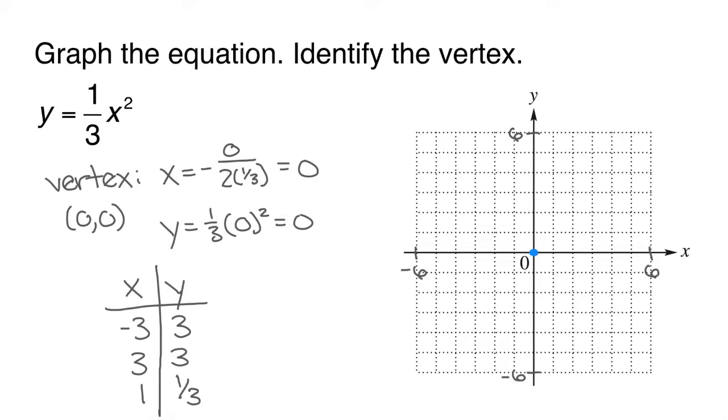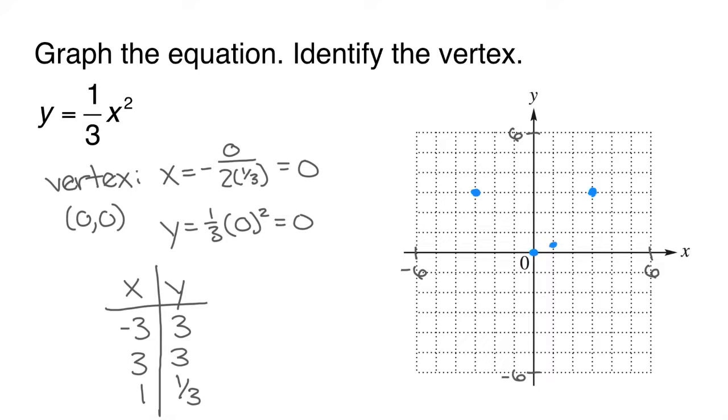We have the point (negative 3, 3). So from the origin, we move left 3 units and up 3 units. We have the point (3, 3), so from the origin, we move right 3 and up 3 units. And we have the point (1, 1/3), so from the origin, we move right 1 and up 1/3.